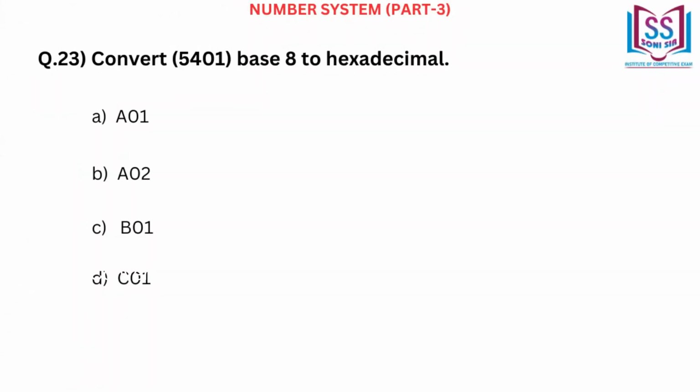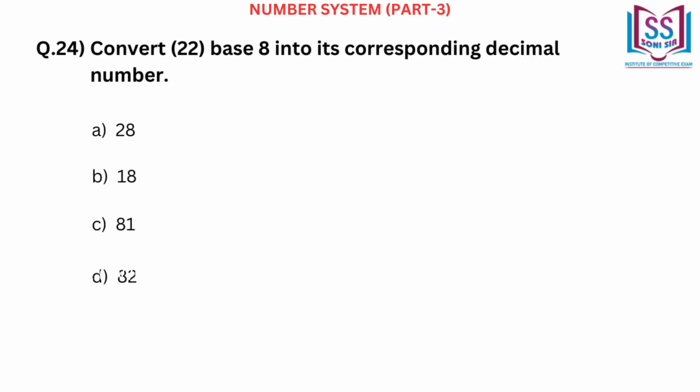Convert 5401 base 8 to hexadecimal. A AA01, B A02, C B01, D C01. Correct answer C B01. Convert 22 base 8 into its corresponding decimal number. A 28, B 18, C 81, D 82. Correct answer B 18.